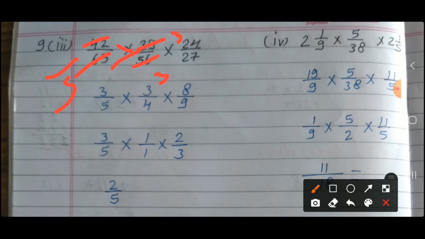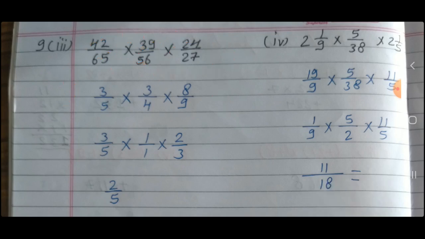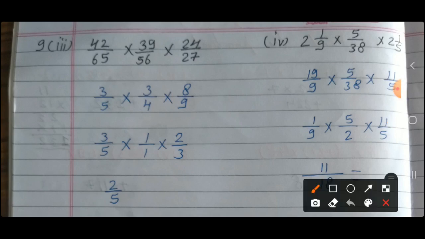This is going 3 times, this is going 2 times. What we are getting is 2 upon 5 multiplied by 3 upon 4, and now 24 upon 27 both are divisible by 3. 3 8s are 24, 3 9s are 27, 8 upon 9. In the second step, here 3 and 9 both have a common factor of 3. 3 1s are 3, 3 3s are 9. And 4 and 8, 4 1s are 4, 4 2s are 8. Now 3 upon 5 multiply by 1 upon 1 multiply by 2 upon 3.